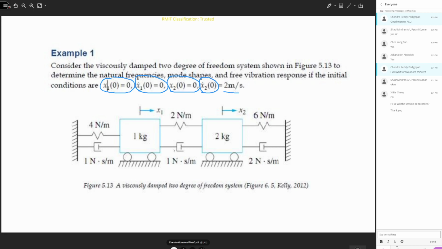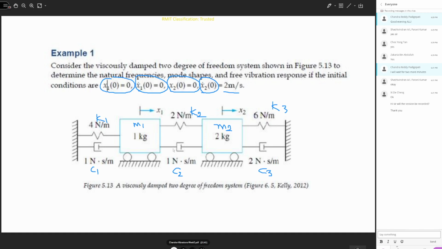So your M1 is 1 kg, M2 is 2 kg. Your K1 is 4 Newton per meter, your K2 is 6 Newton per meter, your K3 is 6 Newton per meter. Your C1 is 1 Newton second per meter, your C2 is also 1, and your C3 is 2.